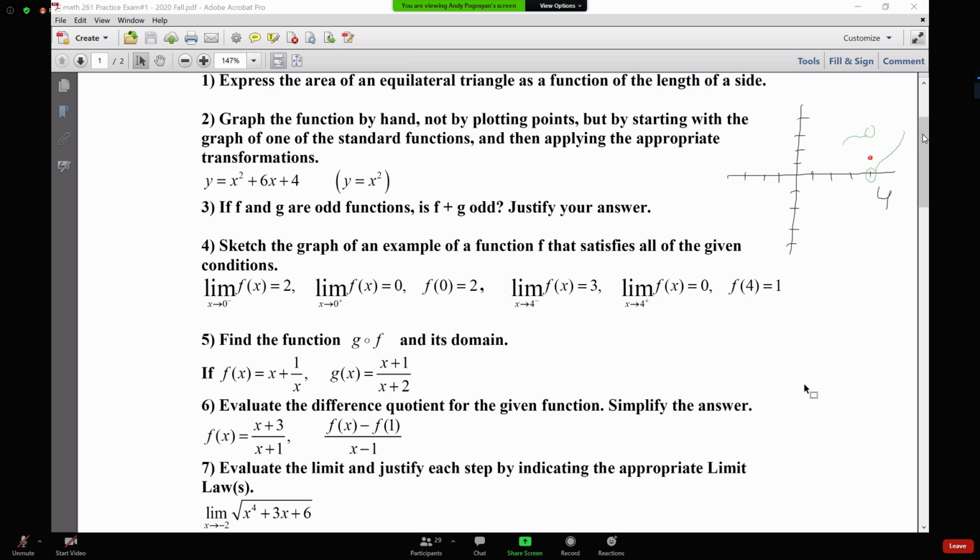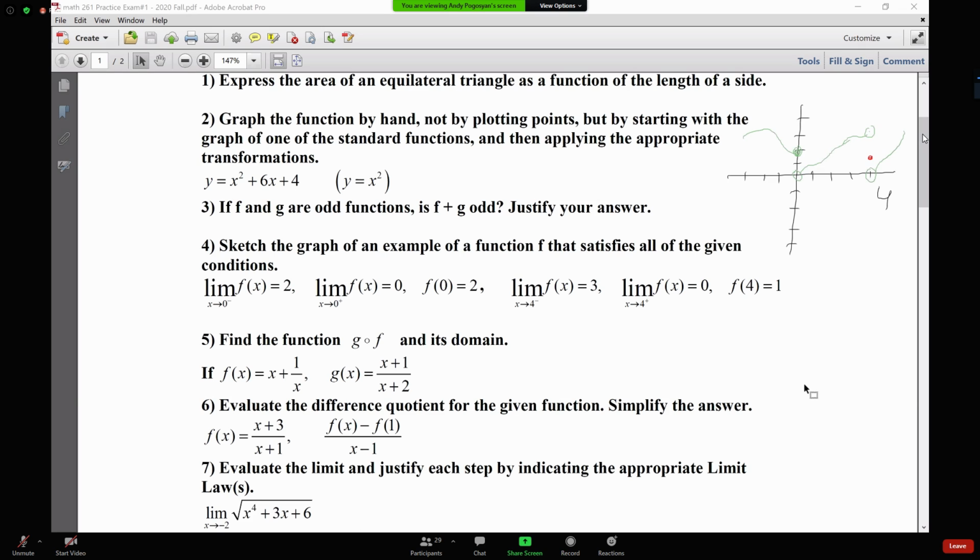Now, f of x as x goes to 0 from the left goes to 2. So this is 2. As x goes to 0 from the right, f goes to 0. That's this part, which can get connected to this one. f at 0 is 2, so this one should be a closed circle. That's it. That's number 4.